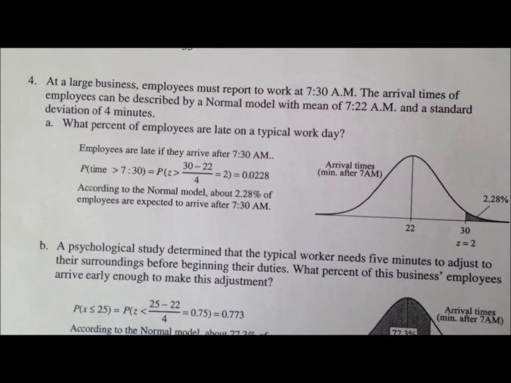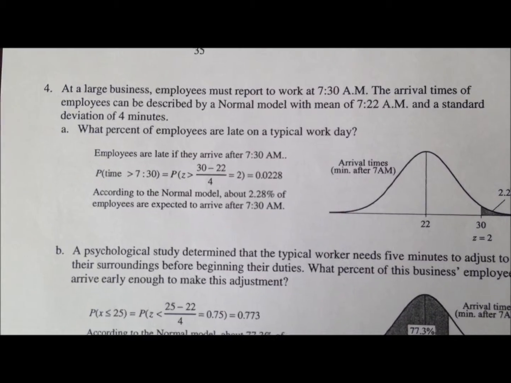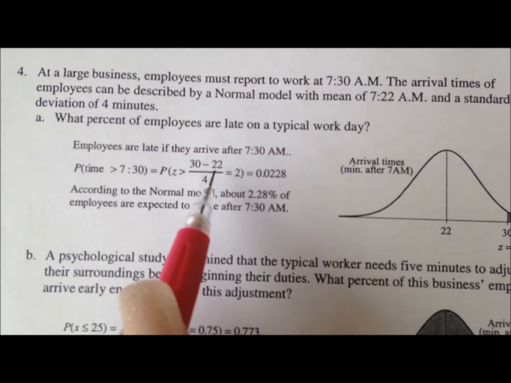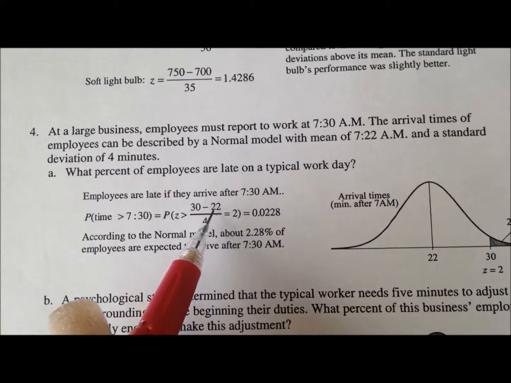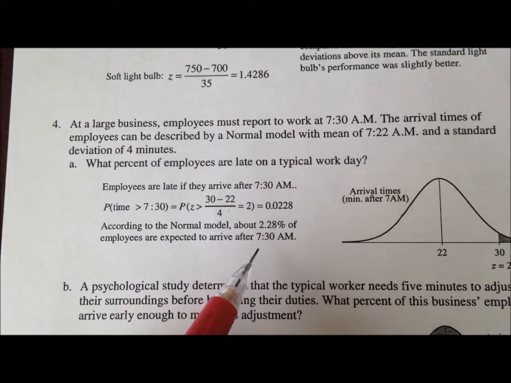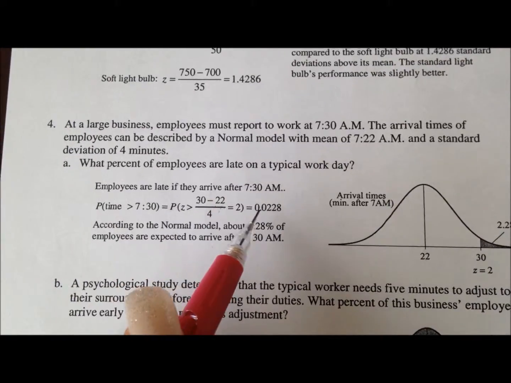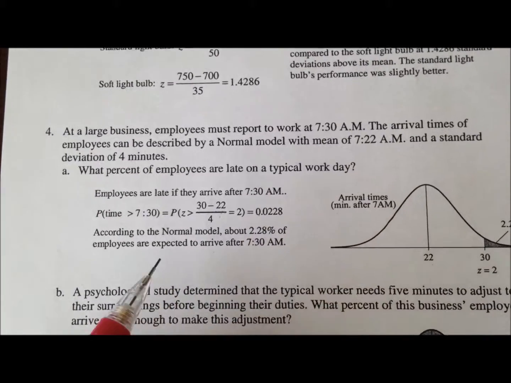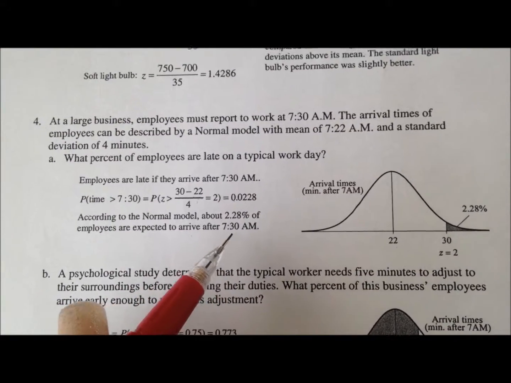So for this one right here, it says employees are late if they arrive after 7:30 a.m. So you're going to start off by finding your Z-score, which starts off with the mean of 22. So you take the arrival time of 30 minus the mean time, which is 7:22, and divide that by the standard deviation, which equals 2. So the Z-score, you're going to find the probability of that. So you're going to plug this into your calculator, and it gets you 0.0228. So it says, according to a normal model, about 2.28% of all employees are expected to arrive after 7:30.